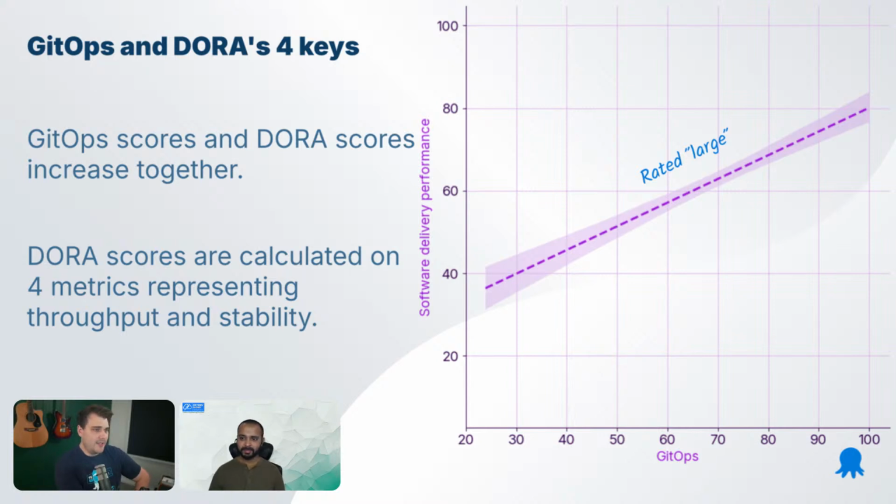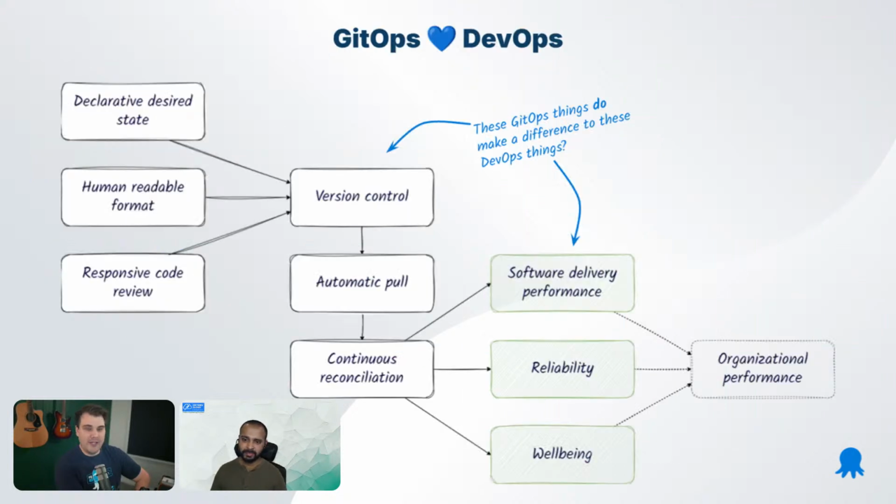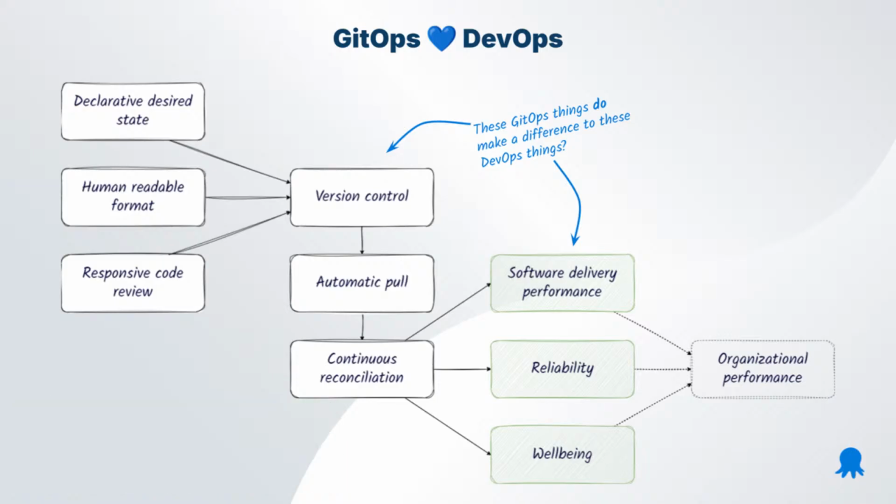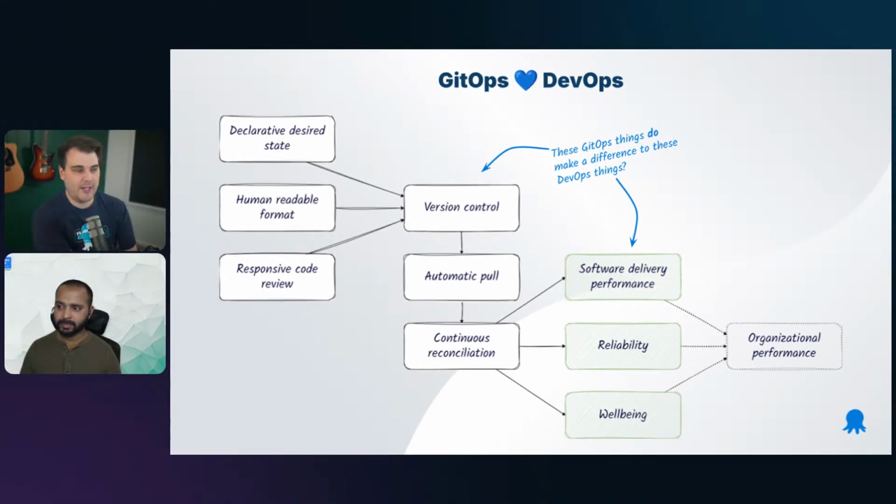Now effectively what we came to the conclusion of then was these GitOps things on the left-hand side do make a difference to these DevOps things that are in the middle, which therefore has a positive impact on organizational performance. So there can sometimes be a lot that's required to get into GitOps. It's obviously heavily reliant on the applications that you're developing and deploying, but we definitely saw a strong correlation here with those 3 different areas or the DevOps outcomes as well.